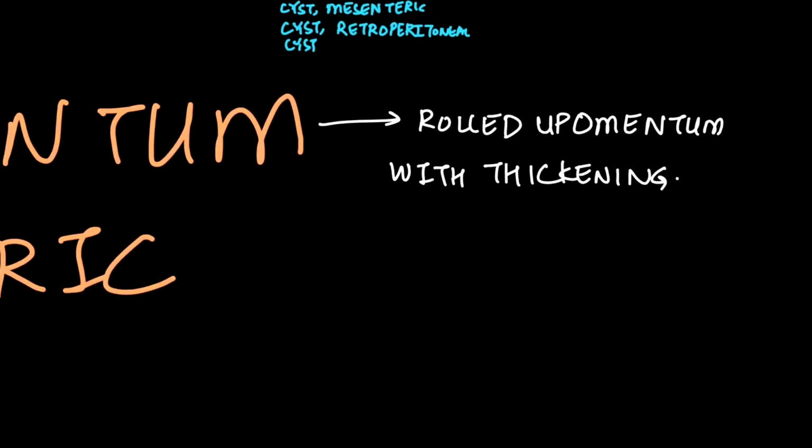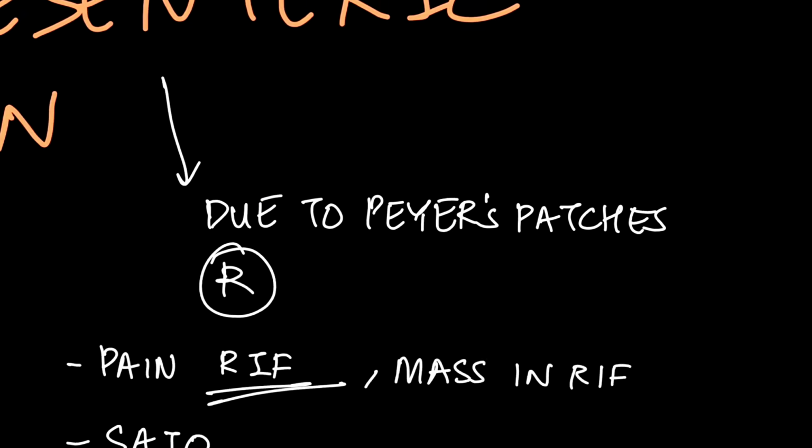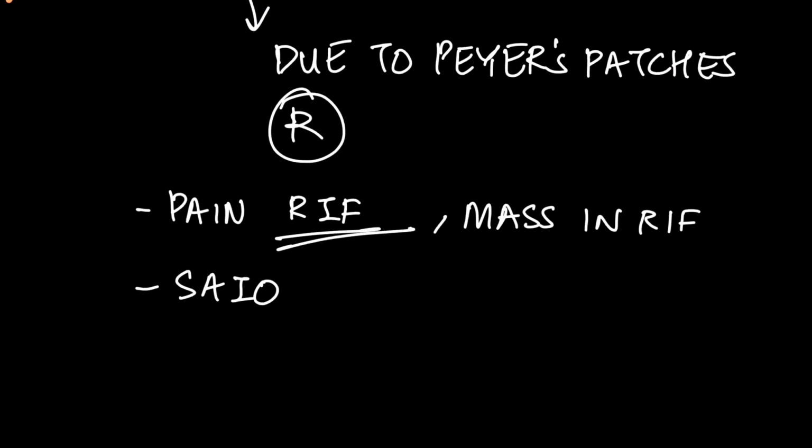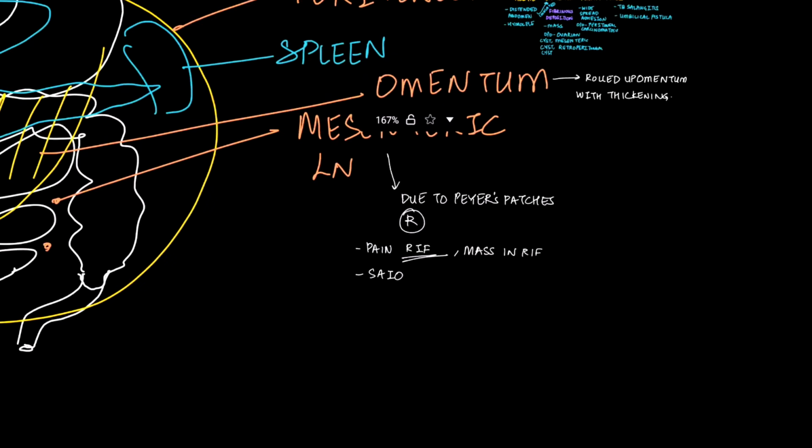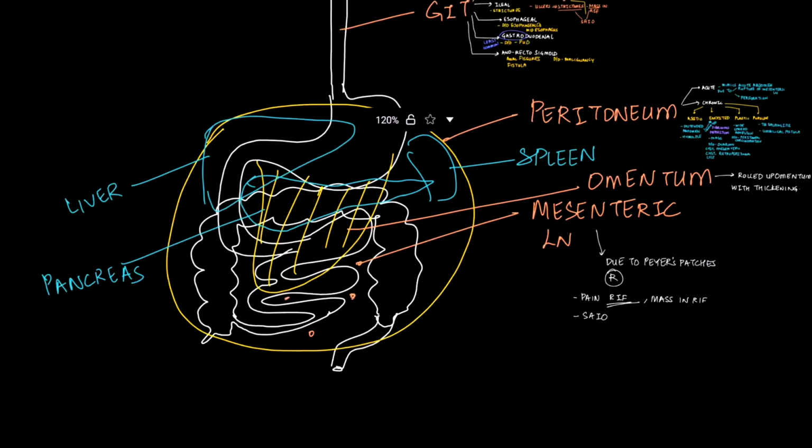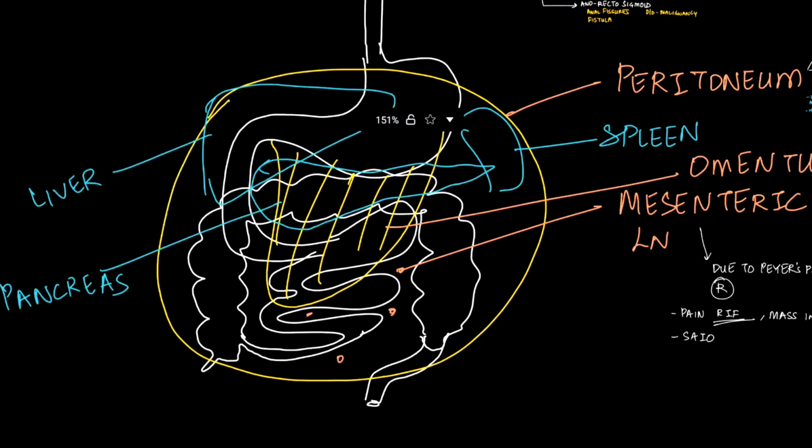Omental tuberculosis usually presents with rolled up omentum with thickening. Patients usually do not have any features, and it is an intra-op diagnosis. The mesenteric lymph nodes are usually due to Peyer's patches, and right-sided lymphadenopathy is more common. So patients can present with pain in the right iliac fossa, a mass in the right iliac fossa, and with obstruction in case the bowel loops get adherent to the abdominal lymph nodes. The clinical features of solid organ tuberculosis are rather non-specific, and hence the diagnosis is very difficult.